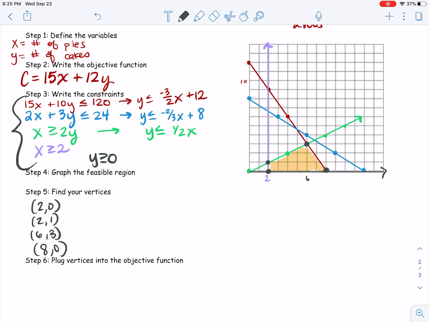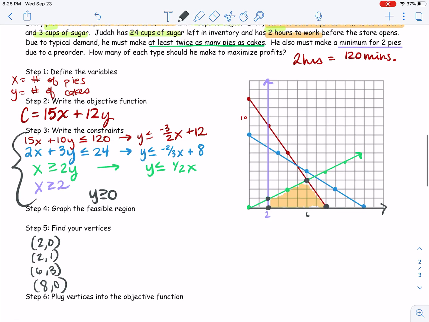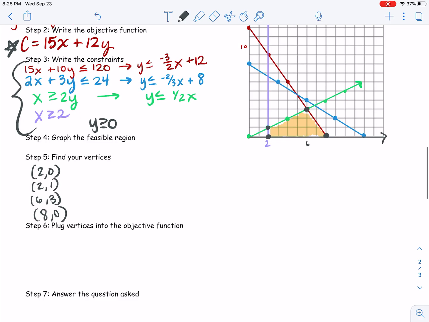So now that I know my vertices, I'm going to plug those vertices into my objective function here to figure out what is going to maximize those profits. How many of each type is going to maximize those profits. So for 2, 0, let's say I have C equals 15 times 2 plus 12 times 0. That's going to give me a cost of 30, or a profit of 30. Next one would be 15 times 2 plus 12 times 1. That's going to give me $42.